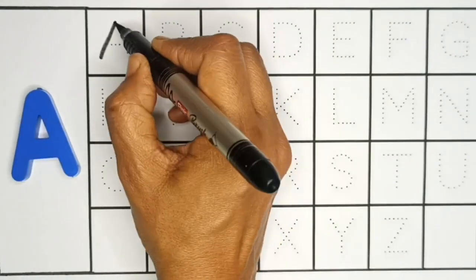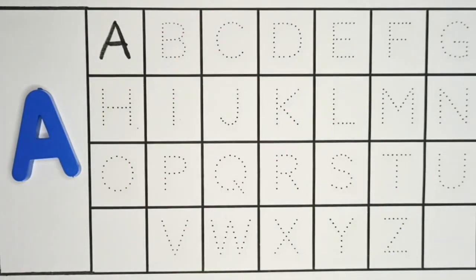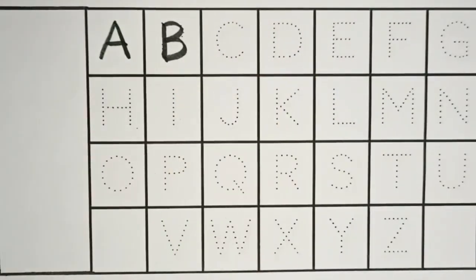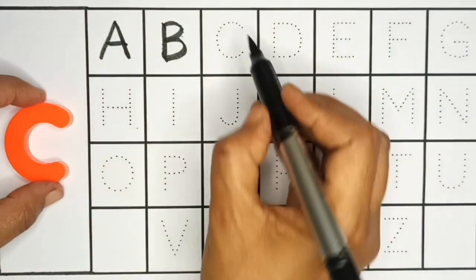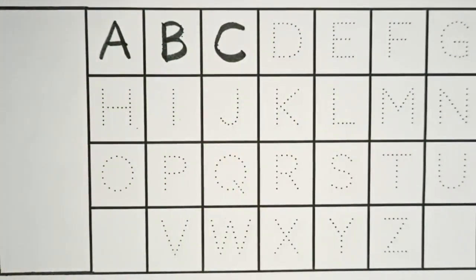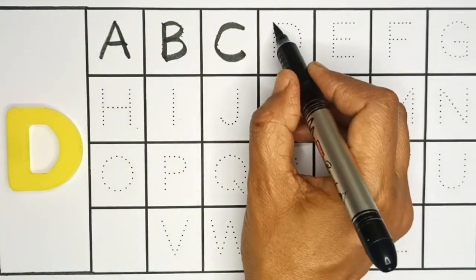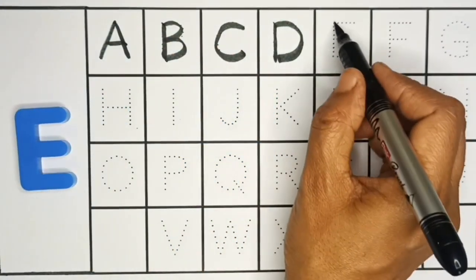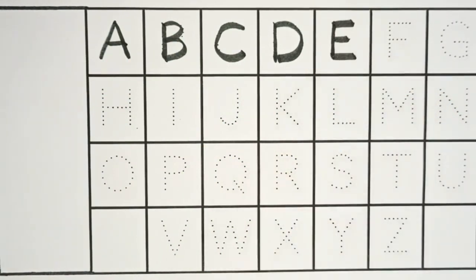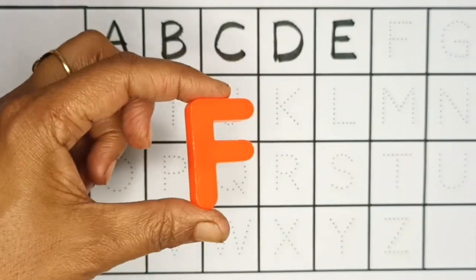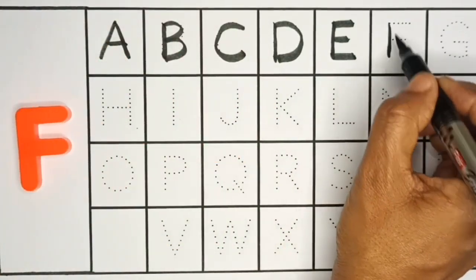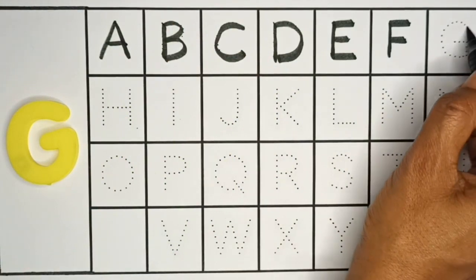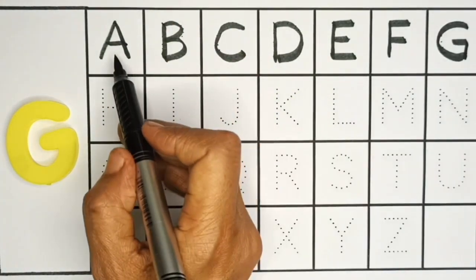A for apple. B for ball. C for cat. D for dog. E for elephant. F for fish. G for grapes. Black color.